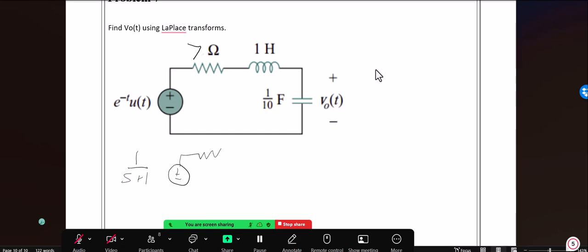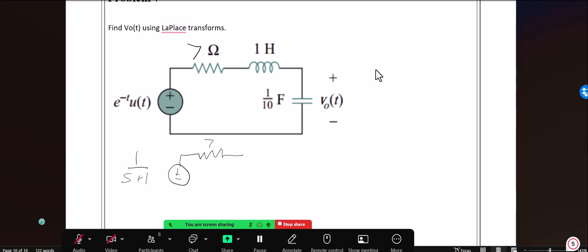What's the Laplace transform of a resistor? Nothing. It's just 7. Same resistance. Now the Laplace transform of an inductor: we're going to have an inductor, plus we would have a little voltage source if there was any current through that inductor at 0 minus. Is there any current through this inductor at 0 minus?